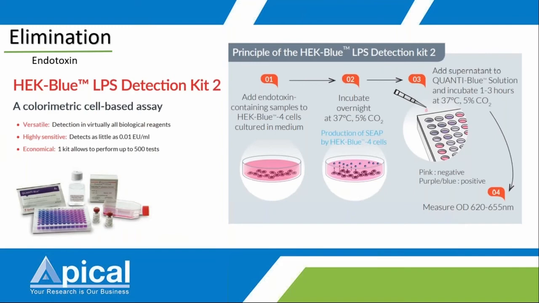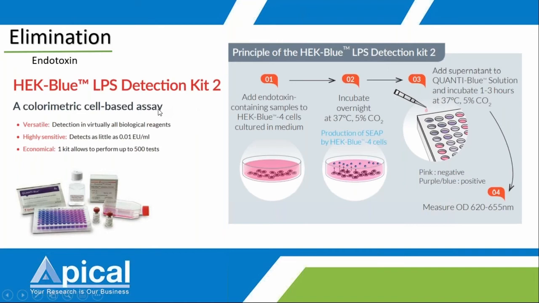So how are we going to detect them? When it comes to endotoxin, this is a colorimetric cell-based assay, the HEK-Blue LPS detection kit. This kit relies on the production of SEAP, which is the secreted embryonic alkaline phosphatase reporter gene. So this is the kit. It can detect as low as 0.01 EU per ml, and one kit, when you purchase it, can go up to 500 tests.